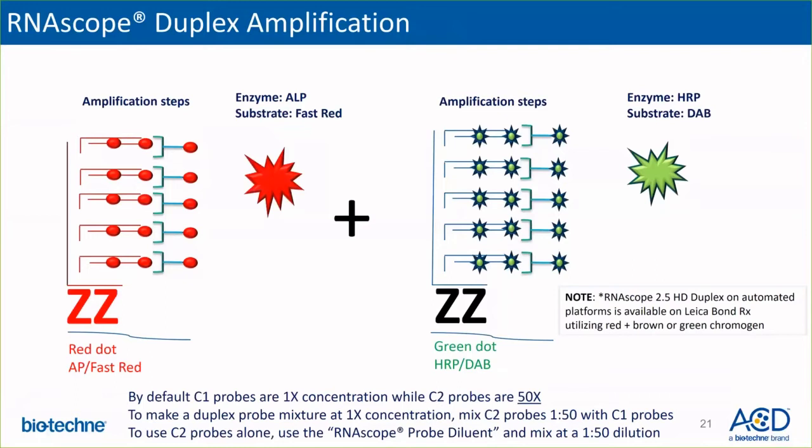Please note that our C1 probes by default are ready to use and 1x in concentration, while the C2 probes are provided as 50x stocks. In order to make the duplex probe mixture, combine the C2 probe with the C1 probe in 1:50 dilution. If you would like to test C2 probes alone, please use the RNAscope probe diluent and combine at 1:50 dilution.